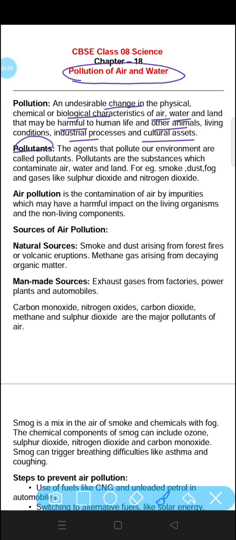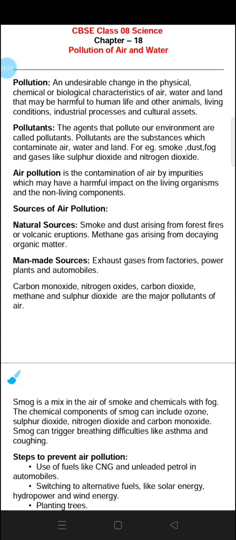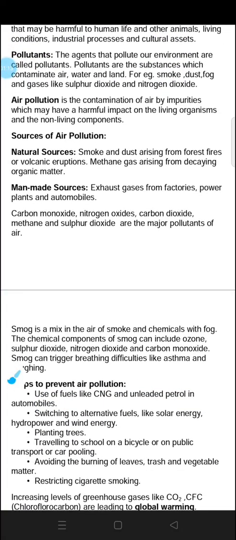Now pollution contains some pollutants. The agents that pollute our environment are called pollutants. Pollutants are those substances which contaminate the air, water and land. For example, smoke, dust, fog, gases like sulfur dioxide and nitrogen dioxide, they all are pollutants as they contribute to the pollution. First of all, we will talk about air pollution.